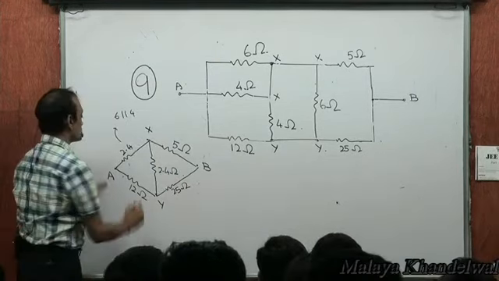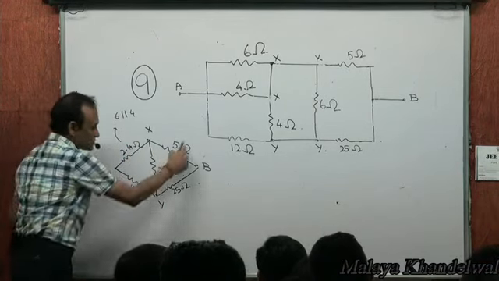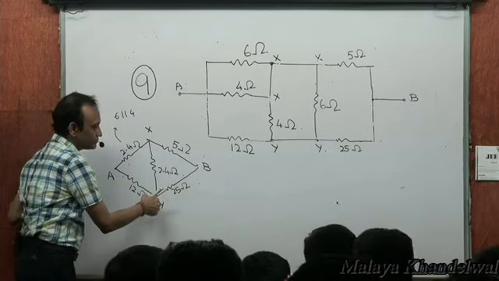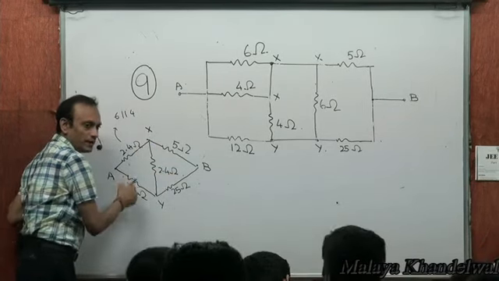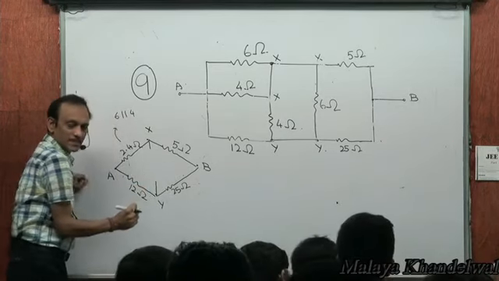Yes or no? Between A and B, realize this is 2.4 by 12, 1 by 5. This is also 1 by 5. So X and Y must be at the same potential. Balanced Wheatstone bridge between A and B. We afford the luxury of removing this then, if X and Y are at the same potential.